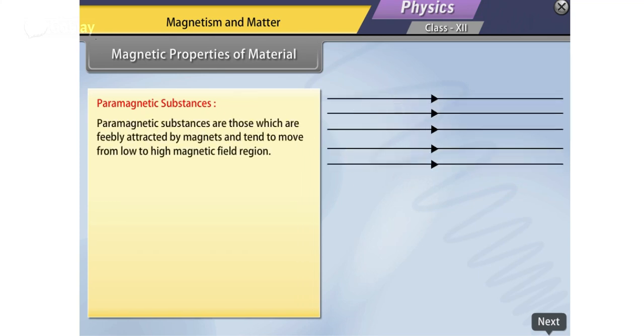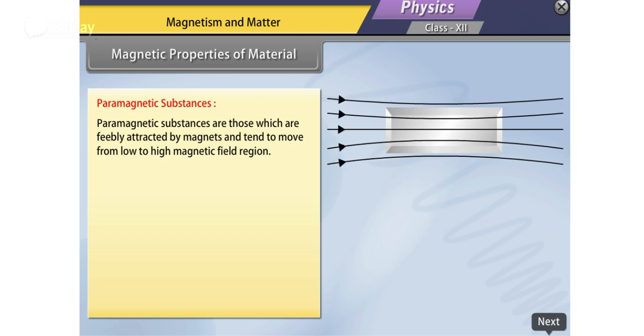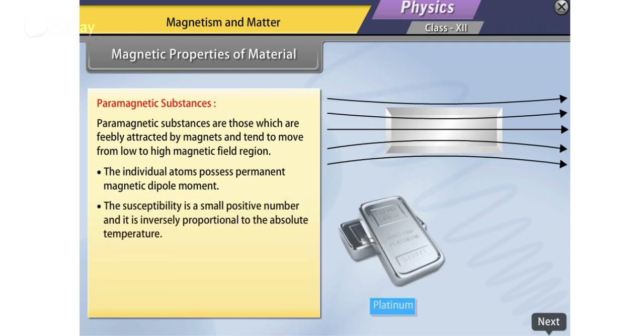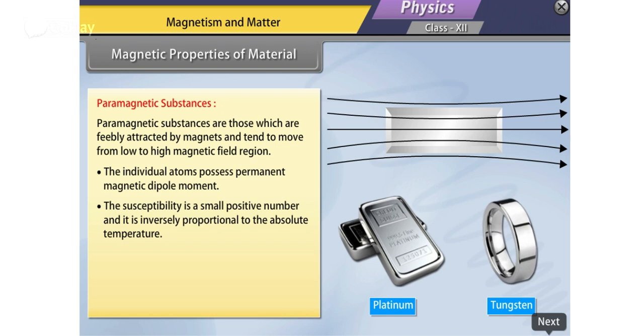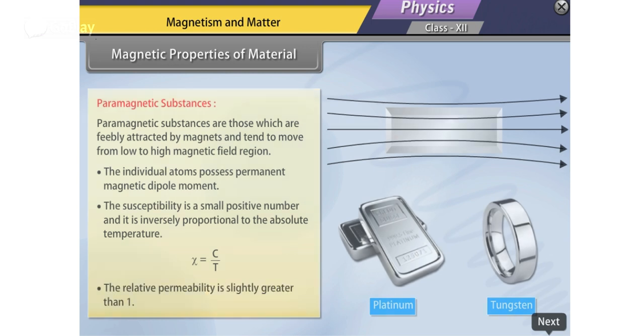Paramagnetic substances are those which are feebly attracted by magnets and tend to move from low to high magnetic field region. The individual atoms possess permanent magnetic dipole moment. The susceptibility is a small positive number and it is inversely proportional to the absolute temperature, χ = C/T. The relative permeability is slightly greater than 1.